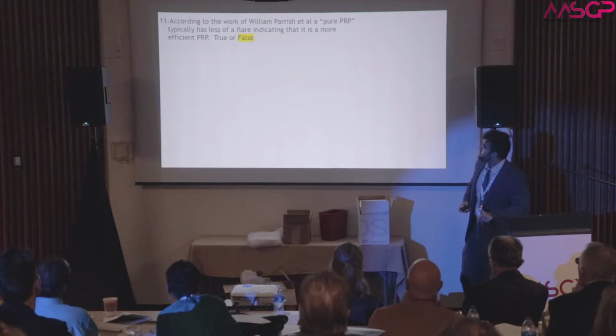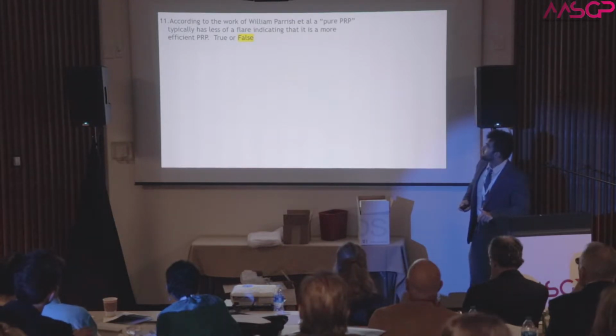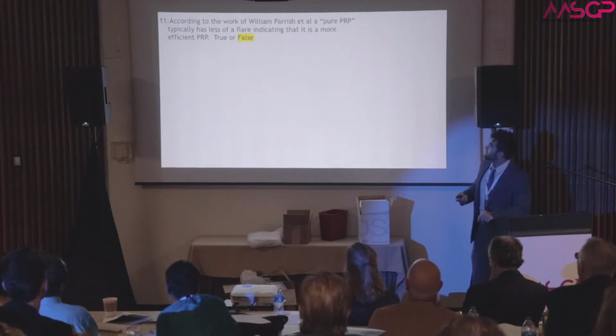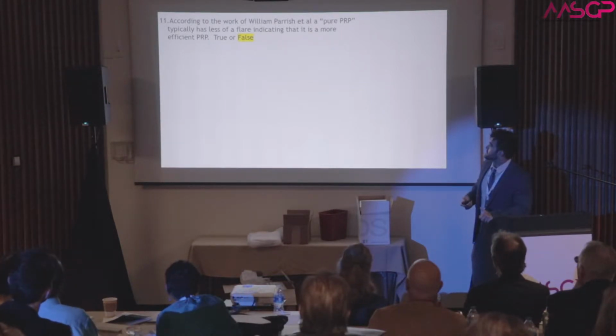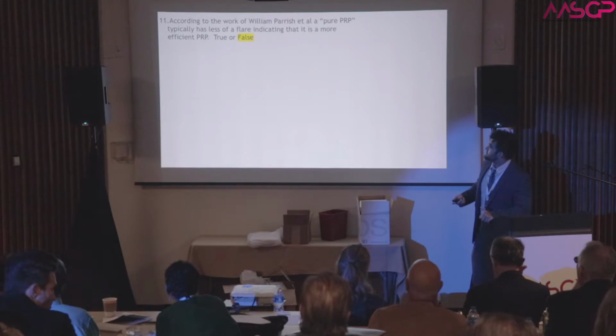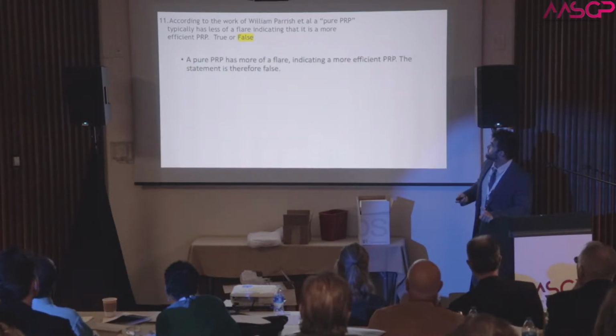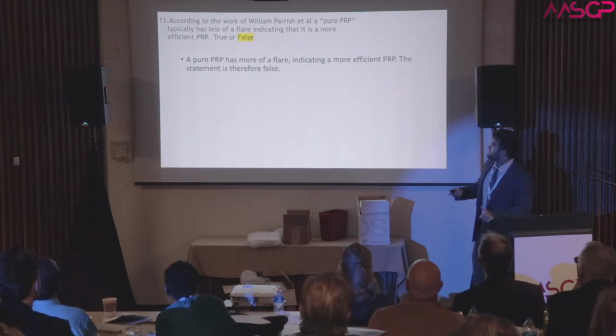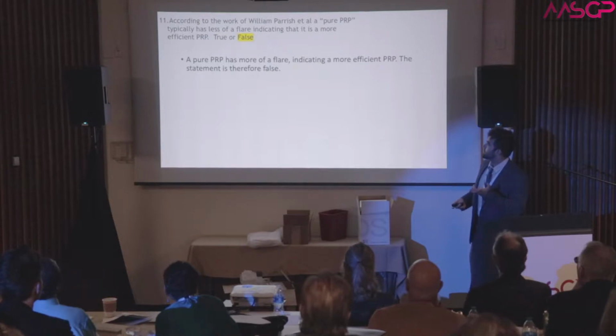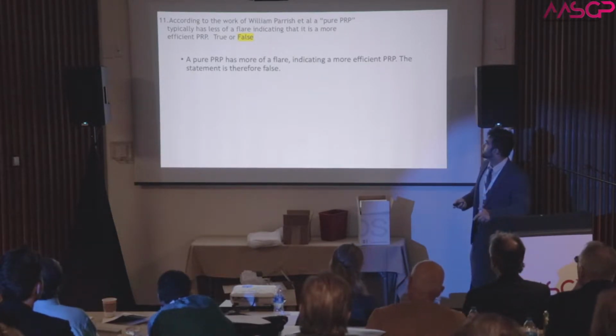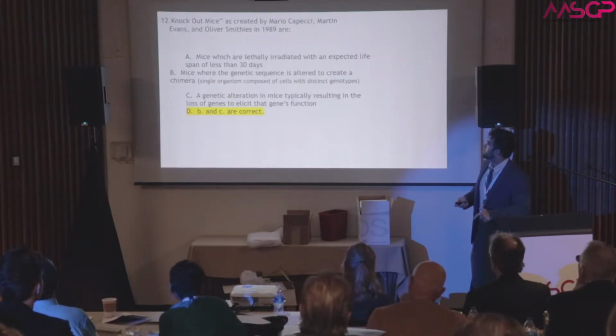So pure PRP, this is a true or false statement. Pure PRP typically has less of a flare, indicating that it is more efficient. It's false, so it goes the other way around. Pure PRP has more of a flare, indicating more efficiency. So that's just something to know. The more the flare, the more efficiency when we process the PRP.